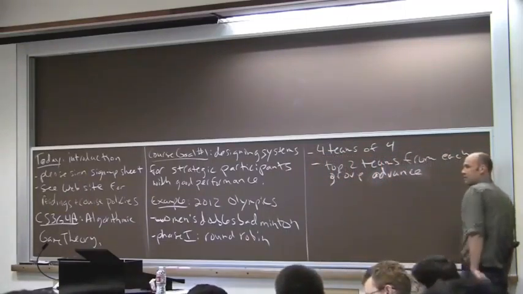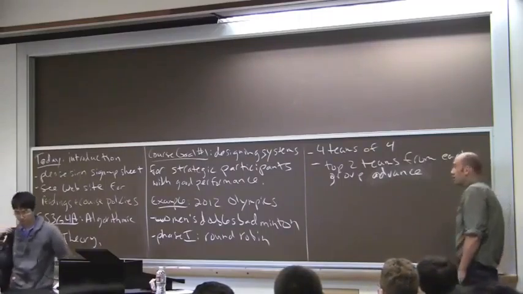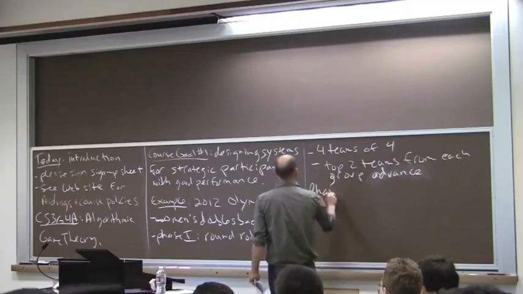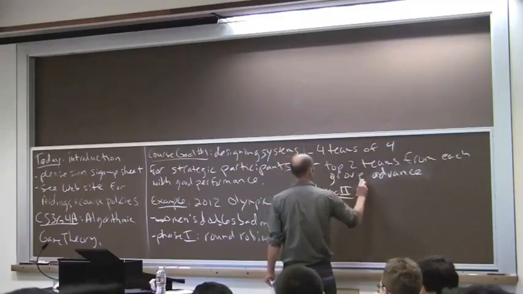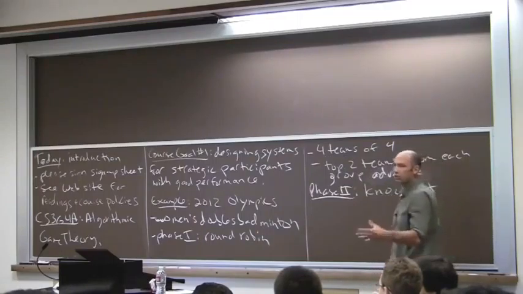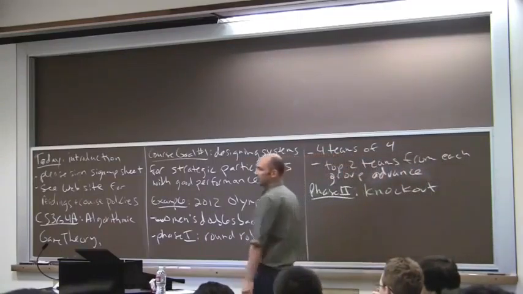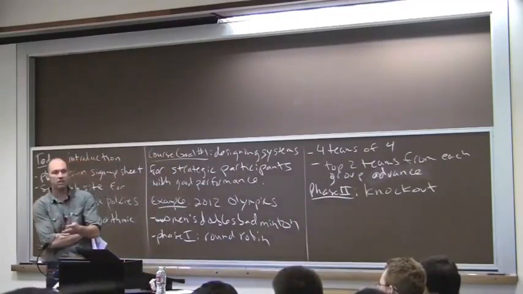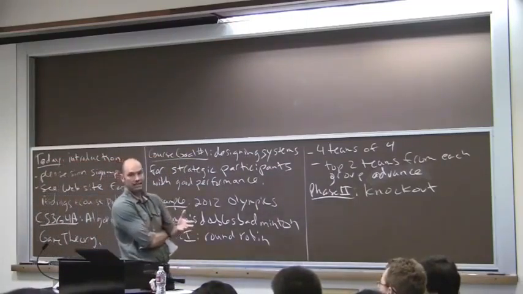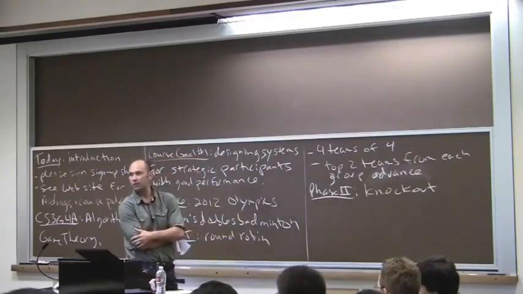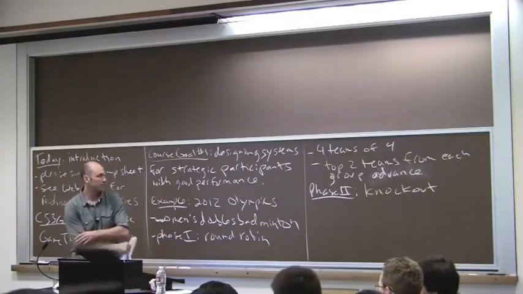So from each of the 4 groups, the top 2 teams advance. So those 8 teams make it to phase 2, which is the knockout. Knockout just means you lose once and you're out. So you start with 8 teams. Those are the quarterfinals. The 4 losers are out. The other 4 teams make it to the semis. There, the 2 losers get knocked out. They play the bronze medal game. And then the 2 teams that make it to the final play for the gold and the silver. Okay?